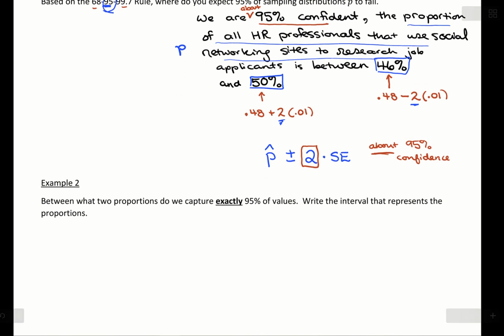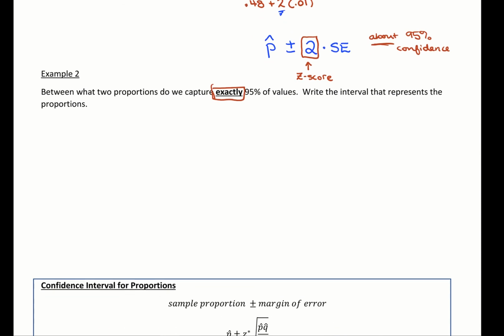What 2 proportions would capture exactly 95% of the values? So what we could do is improve on this value of 2. Instead of moving just 2 standard deviations above and 2 standard deviations below, what would be the accurate number to move above and below that would get 95% of values in between? Notice that this description of moving 2 standard deviations away from the mean, that relates to a z-score. Z-scores are all about how many standard deviations away from the mean are we. So what I'm going to do is to figure out this value that's going to improve that z-score so that we have exactly 95% of values.